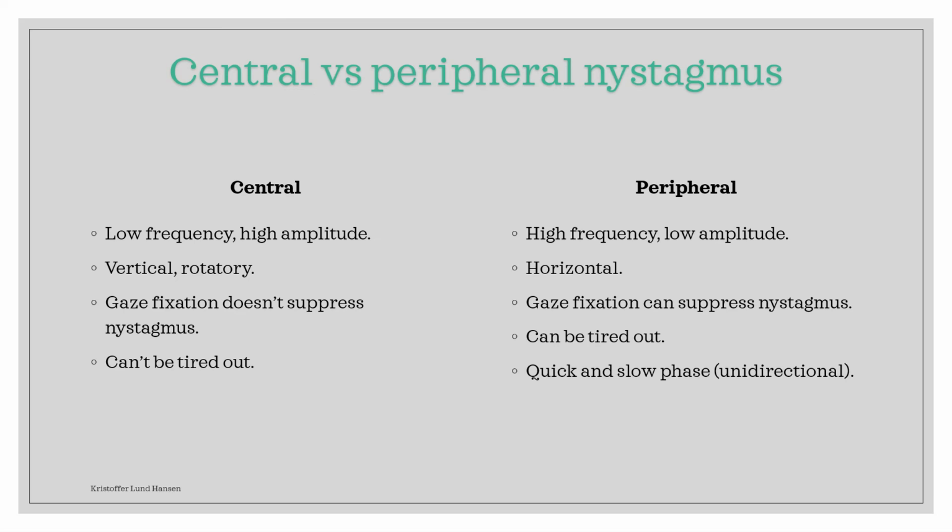Phew, that was actually quite a lot of information. I hope you're still with me. There's a reason why we have to describe so many different things. And that is because we have to evaluate all these findings together in order to see whether we have a probable central or peripheral cause. I highlighted some of the more important points here. A nystagmus with a low frequency, high amplitude, and that is vertical or rotatory points towards a central cause. While a nystagmus that has a high frequency, low amplitude, and is horizontal in direction points towards a peripheral cause.